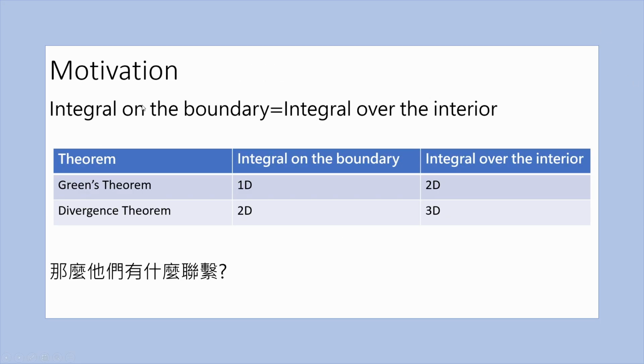So we can see Green's theorem and the divergence theorem have a similar form: an integral on the boundary equals another integral over the interior. Only the dimensions of the boundary and the interior are different. So what is the relation between them? In fact, we can derive Green's theorem from the divergence theorem. Let me show you how that works.